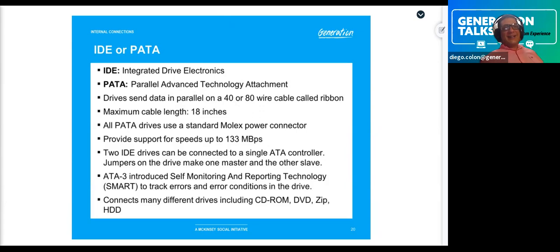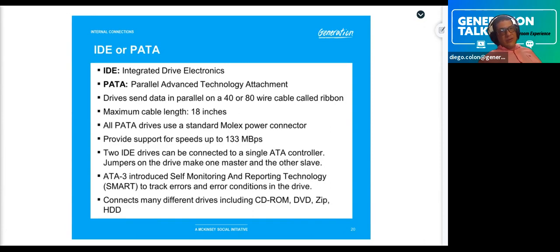Overall, that is the guy that's giving you the power. It usually provides speeds up to 133 megabytes per second. The connection interface going into the motherboard itself, right? Two IDE drives can be connected in a single ATA controller with the jumpers that are correct. You could put one as a master, the other one as a slave. And don't ask me, this is just people and names that they come up with. Either which way, they act as one.